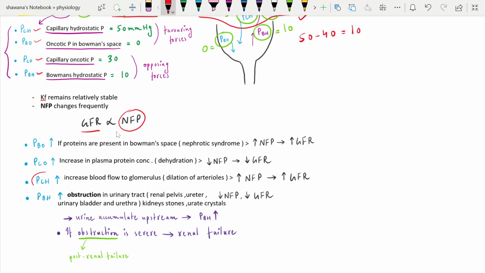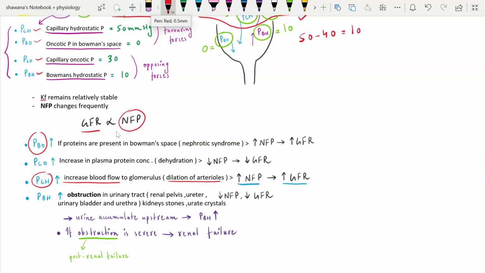First of all is the capillary hydrostatic pressure. It is about 50 mmHg, and it is increased in case of increased blood flow to the glomerulus. It means in case of hypertension or increased pressure flow of the blood towards the glomerulus, the hydrostatic pressure increases, as well as in case of dilation of the arterioles. It is a favoring force, so net filtration pressure increases, and subsequently GFR also increases.